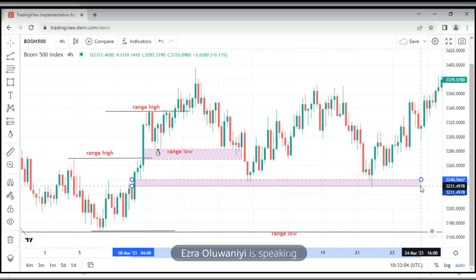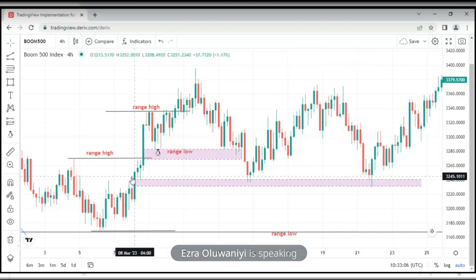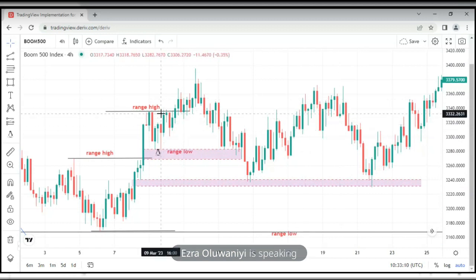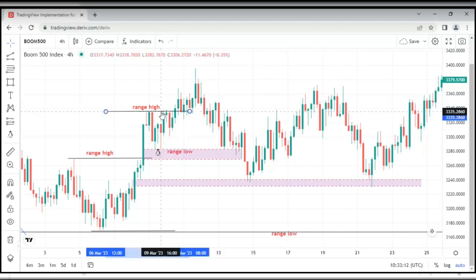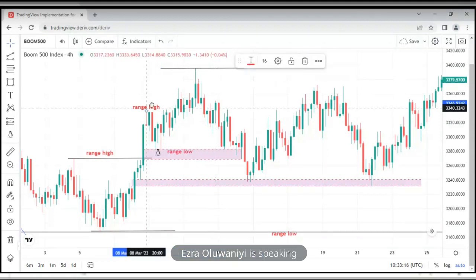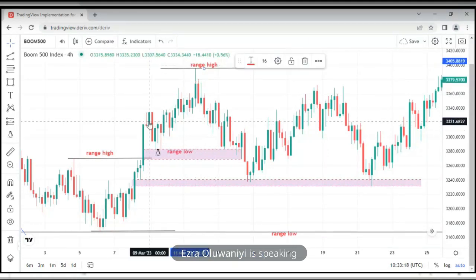All right, so we are anticipating that price would come into this imbalance and then start going up. So now this becomes my new high, okay? This is now my new high. So all these ones, I will disregard them because this is a possible inducement. So I will not be considering this place as a high. So this becomes my new high.